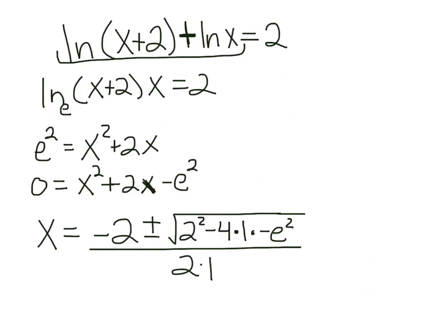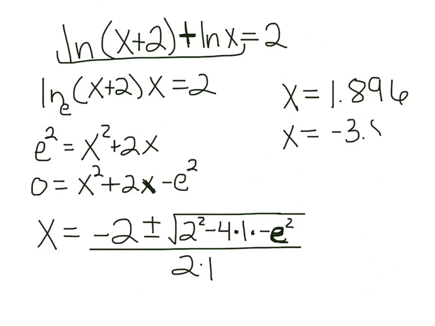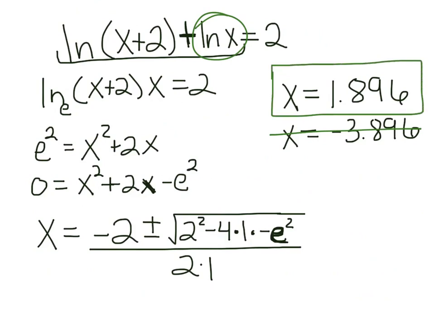You can punch that in your calculator, and when you get here, use the actual e button, and then you'll get 2 answers because you have 1 plus and 1 minus, and I get 1.896 and negative 3.896. And then if you look, we know we're not going to be able to use the negative answer because we can't take the natural log of a negative number. So the only solution that works is x equals 1.896.